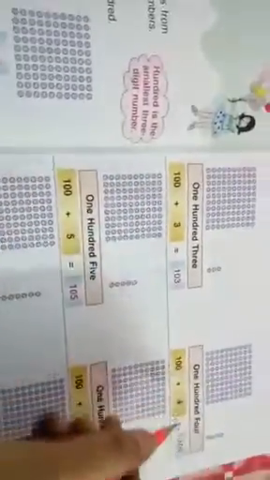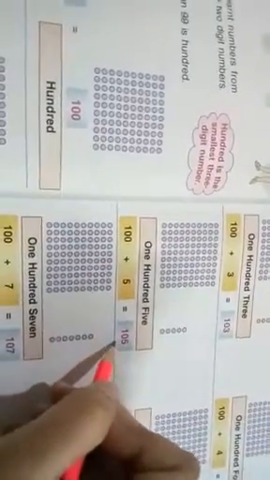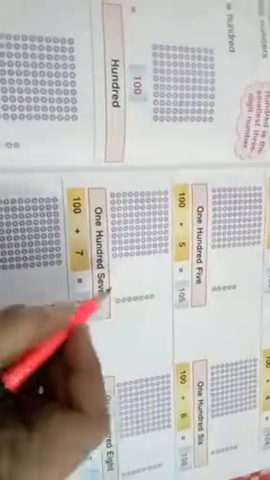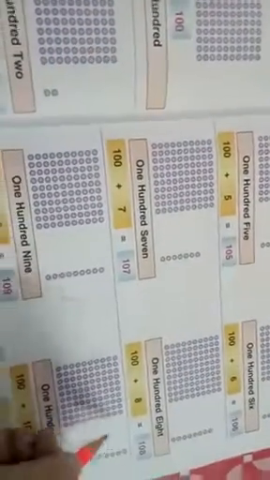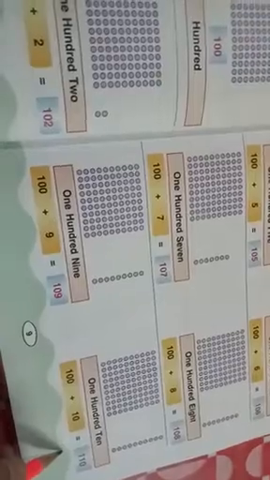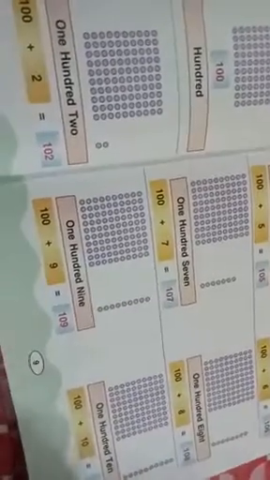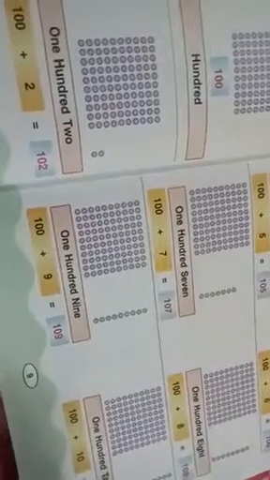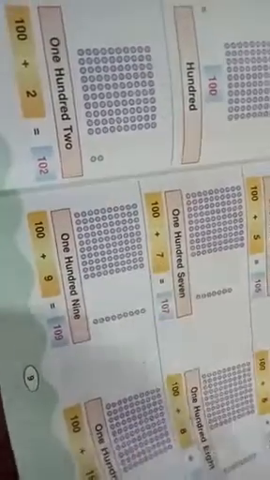Now after 100, in the same way we have to continue counting. 101, 102, 103, 104, 105, 106, 107, 108, 109, 110. So we will read it in the same way. 1, 2, 3, 4 will be the same. Only we have reached till 100. So we'll say 100 along with that.